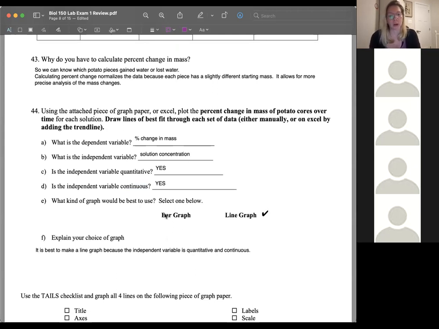So you would use a bar graph if your independent variable was not quantitative or continuous. So instead of being a number, if it was a category, maybe like percent change in mass in potato versus an apple versus a banana, those would be categories of things. Those wouldn't be numeric values.